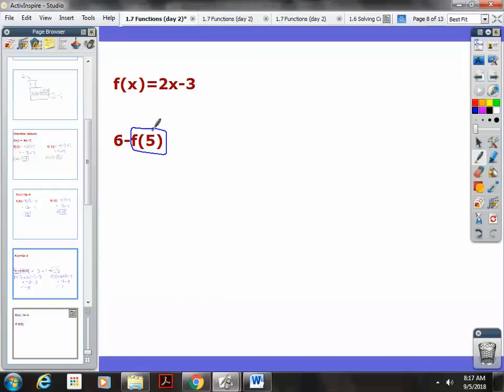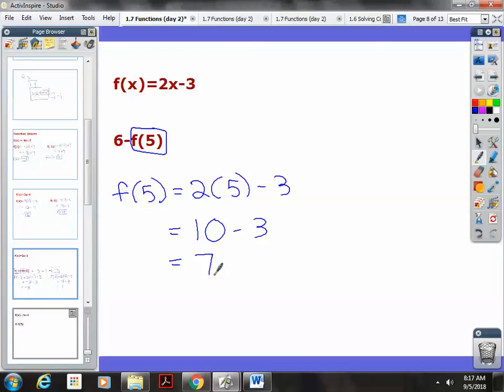So let's first find f of 5. So replace x with 5. 2 times 5 is 10. 10 minus 3 is 7. Is 7 my answer? Now, we need to do the calculation. We have f of 5. Now we need to do 6 minus f of 5. So 6 minus 7 is negative 1. Our answer is negative 1.